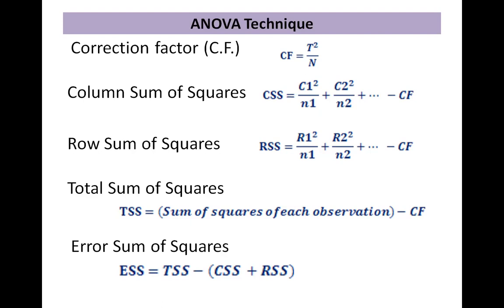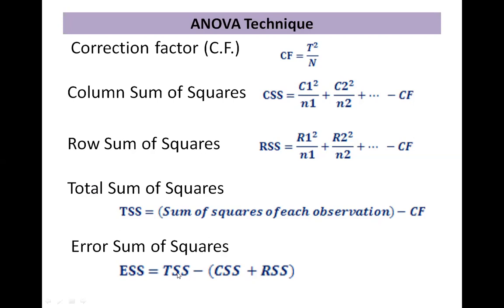So in ANOVA, we are considering all the factors at a time. That's why first of all we calculate the correction factor. Here n is the total number of observations, and T, we know, is the sum of all the values. We take the square of that divided by n. Then we calculate the column sum of square and row sum of square. These things are presented in our practical manual. I hope you have gone through it. On the basis of column and row sum of square and this correction factor, we estimate the total sum of square, and at the last the error sum of square.